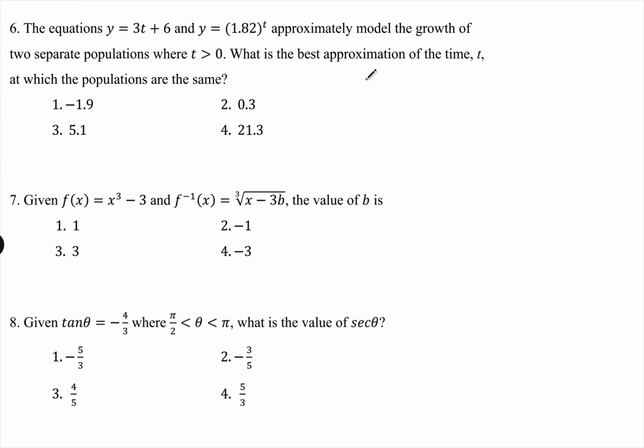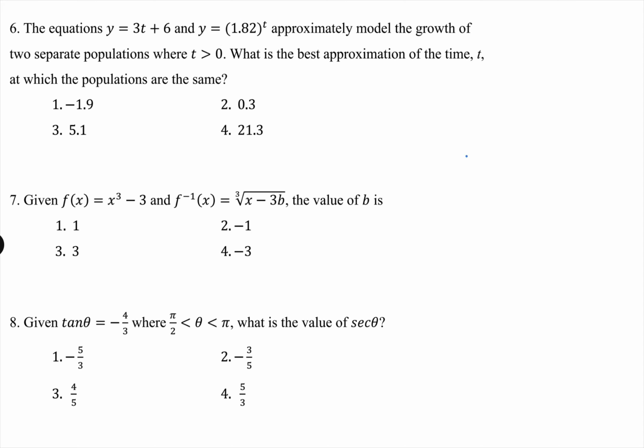I have two equations that model the growth of two separate populations, where t is greater than 0. What's the best approximation of the time at which the populations are the same? Once again, I could set these two equal to each other, but it's not really going to help me because it will be difficult to solve.